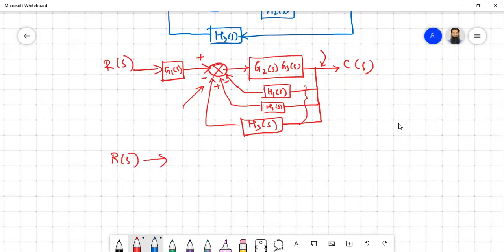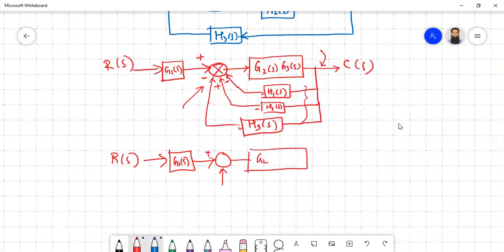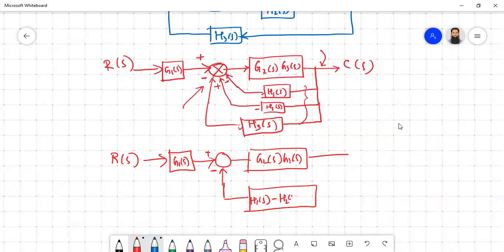In general, we prefer negative feedback, so we keep it negative feedback, one single negative feedback. That means if you take negative feedback, this will be positive, this will be negative, and this will be positive. So we have G2S, G3S, and because of the negative feedback, negative ones will be positive and positive ones will be negative. So we can write H1S minus H2S plus H3S.